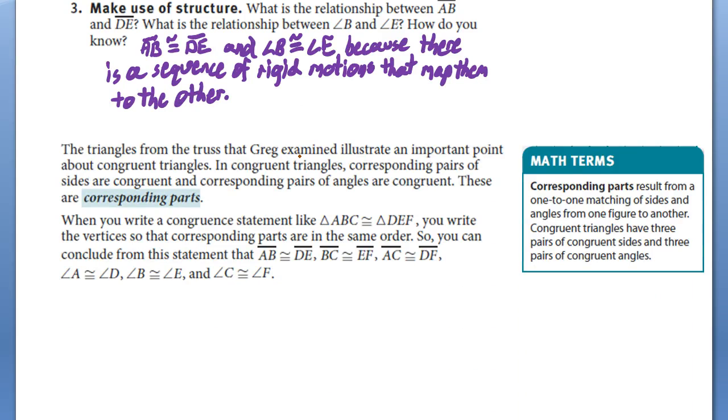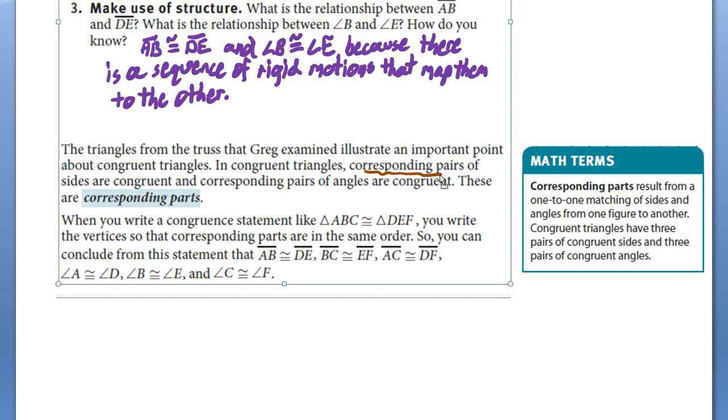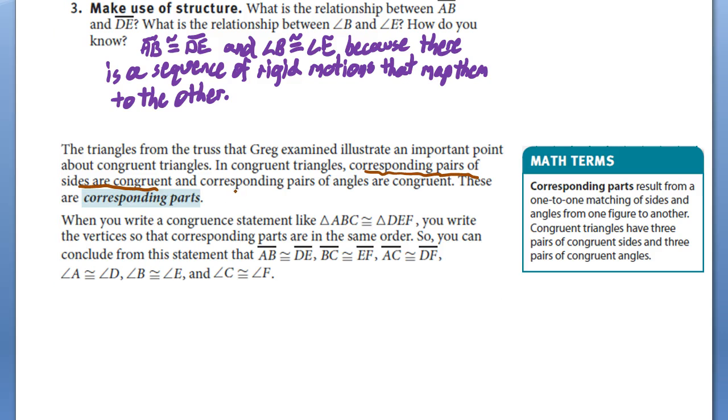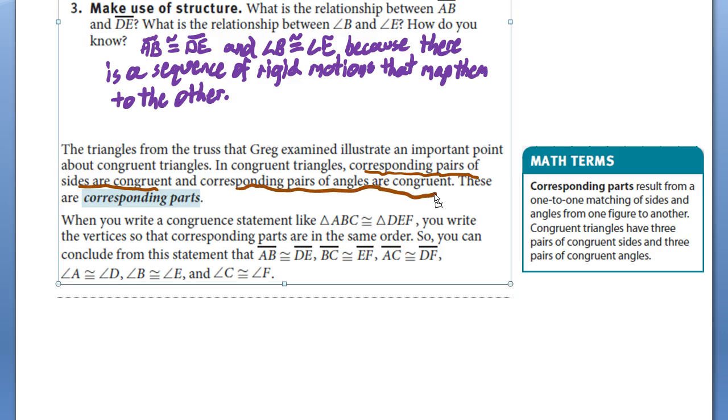Now, the triangles from the truss that Greg examined illustrate an important point about congruent triangles. In congruent triangles, corresponding pairs of sides are congruent, and corresponding pairs of angles are congruent. And these are called corresponding parts. So the idea is that corresponding parts are congruent to each other. Corresponding angles are congruent, corresponding sides are congruent. When you write a congruent statement like triangle ABC is congruent to triangle DEF, you write the vertices so that the corresponding parts are in the same order.